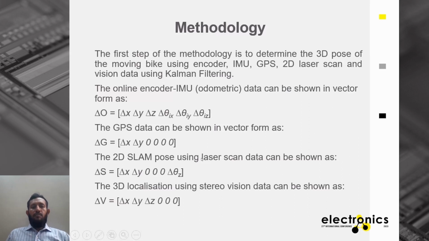Then we are having a 2D SLAM pose, which we identify using the ROS nodes running on the ROS laptop, and those ROS nodes provide us the X, Y, and theta information from the 2D horizontal laser scanner. And finally, we have the stereo vision data, and from that we get the del X and del Y values of the motorbike system.